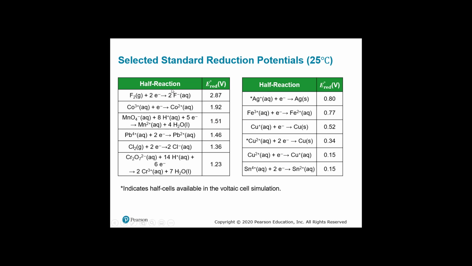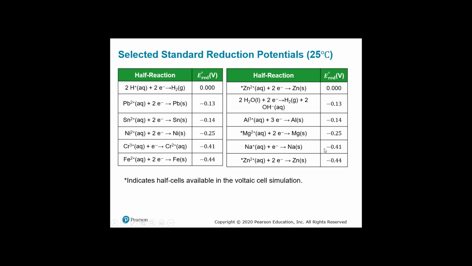And then here is a list of some of the reactions. These are all done as reductions. So if they're reductions, you can see that these are done as what? Reductions are gaining electrons. That's how they're all set up in this table. So these are all positive values here.